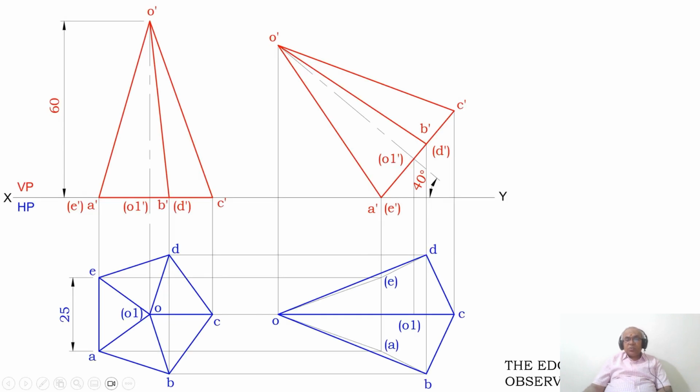Then the edge nearer to the observer is visible. Which is the edge which is near to the observer? As you look from the top view, O dash C dash is the slanted edge which is near to the observer. Therefore, you draw O to C with a dot line. And here the boundary edges are already dotted.